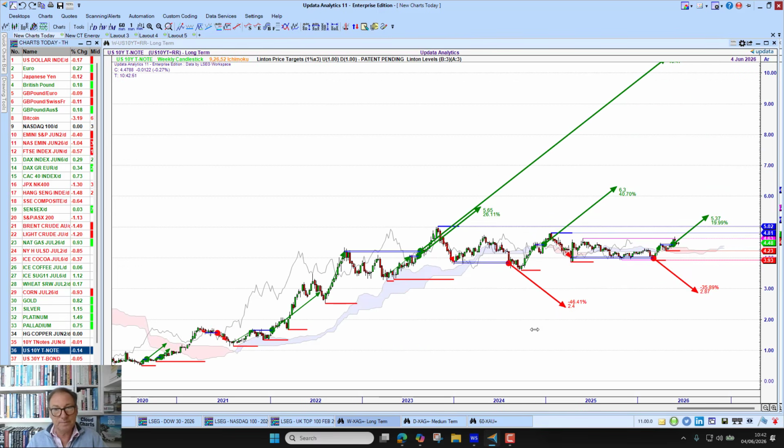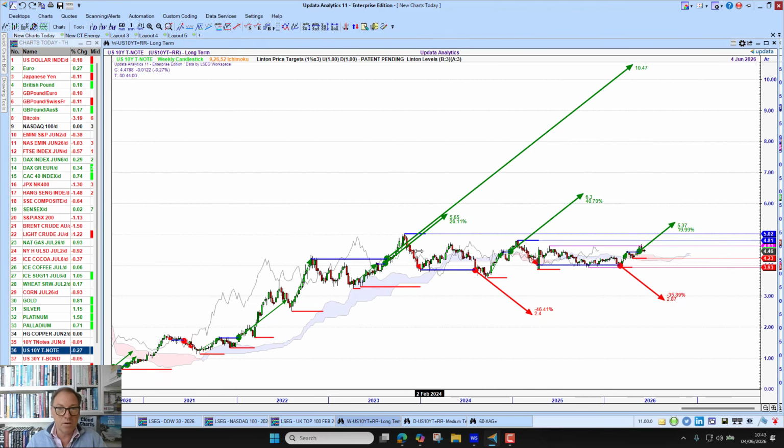US bond yields, here we've had a big move, big consolidation phase basically. The normality is move into the pattern, move out is the same. So we have got mixed targets, but we are still above the cloud, and so that favors the upside.